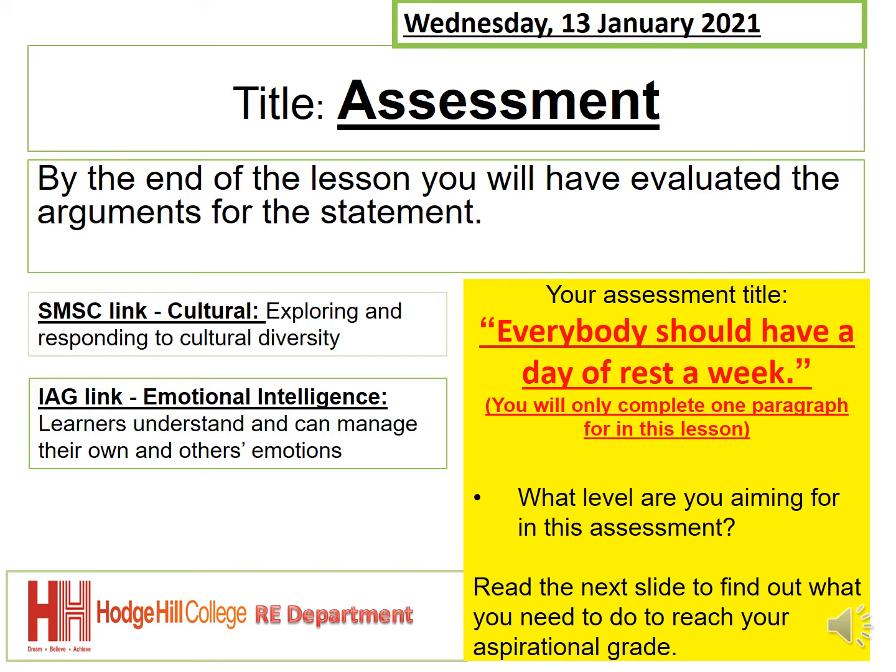Your next slide, I want you to look through and look at the things that you need to do to get that specific level. So look at what your minimum grade is and look at what your aspirational grade is and what you're aiming for.